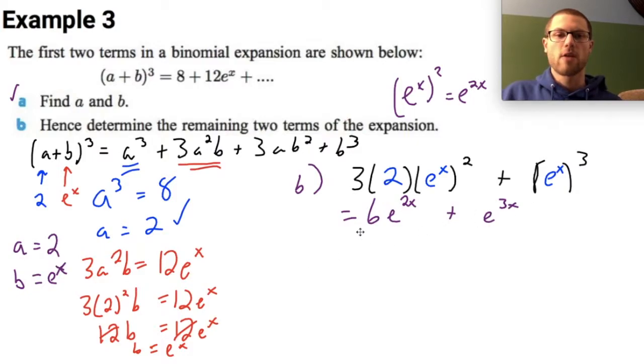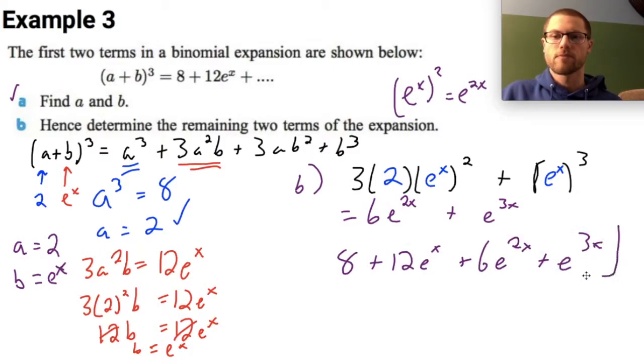So that entire binomial expansion is going to be given as 8 plus 12 e to the x plus 6 e to the 2x plus e to the 3x.